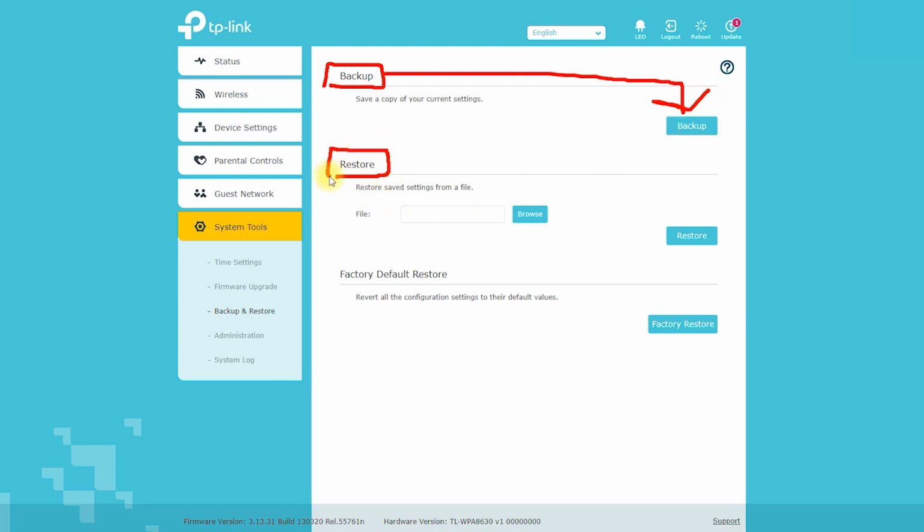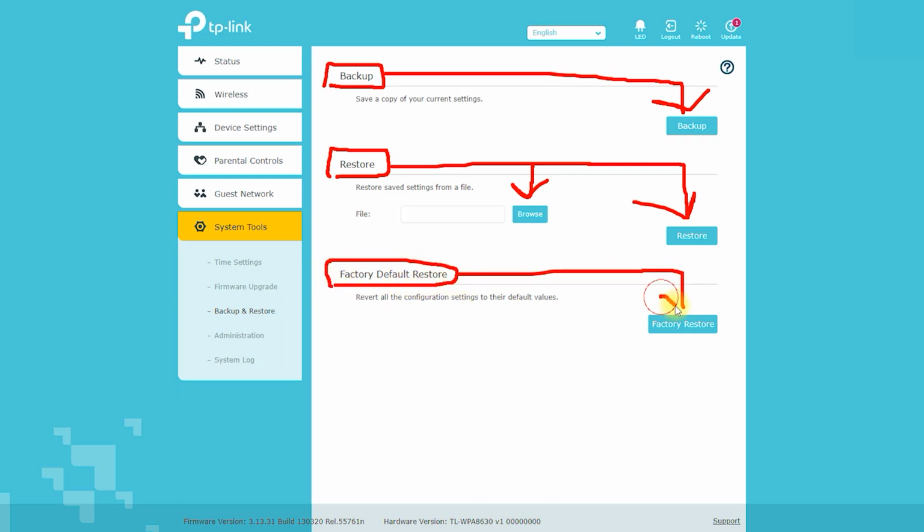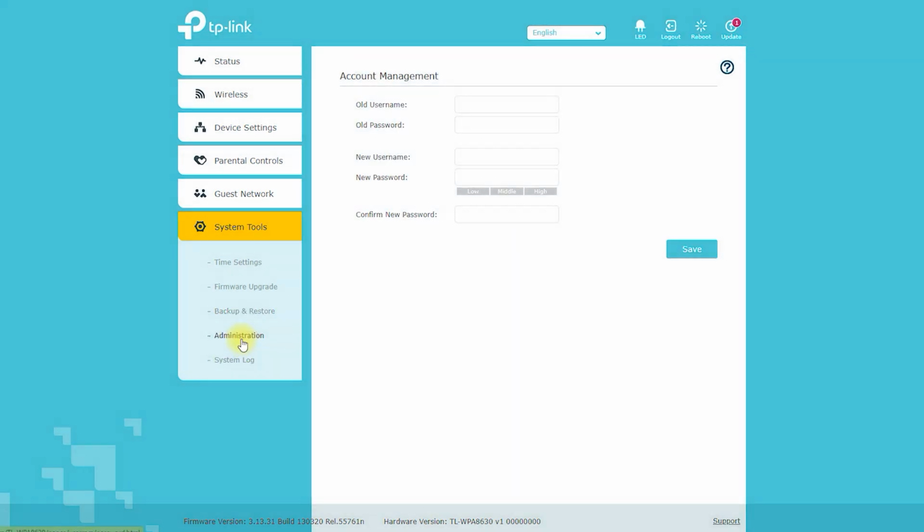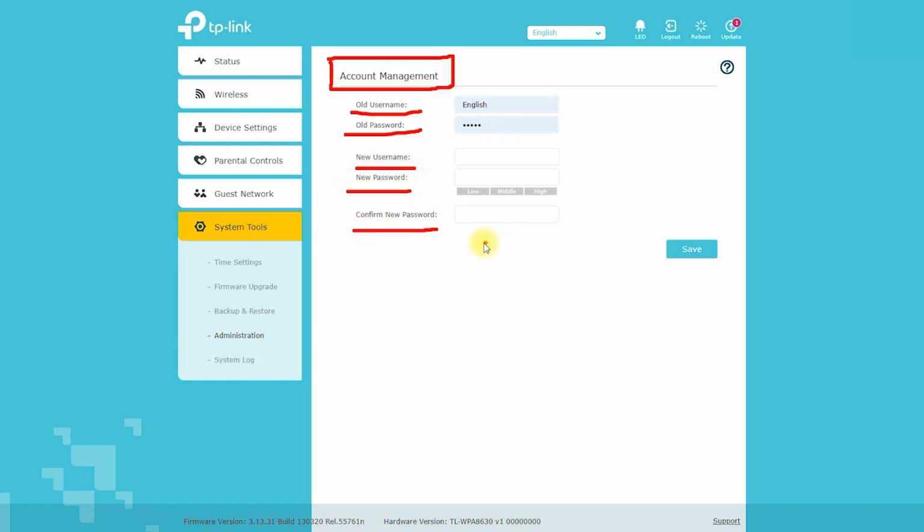Price: while the TL-WPA8630P kit is competitively priced compared to other Powerline Wi-Fi kits, it may still be considered expensive for some users who are on a tight budget. Ethernet cable required. To set up the TL-WPA8630P kit, you will need to connect one of the adapters to your router via an Ethernet cable. This may not be convenient for users who prefer a wireless setup.